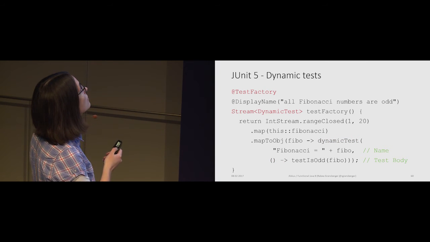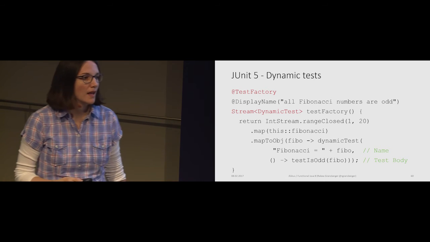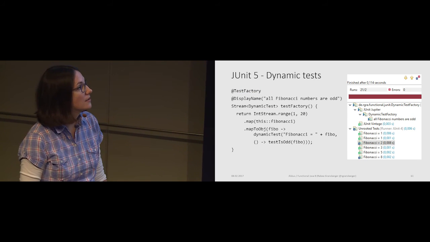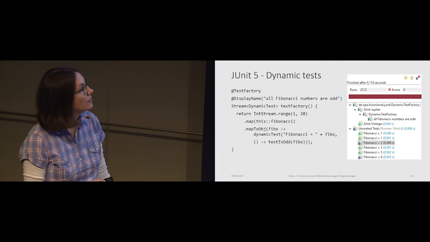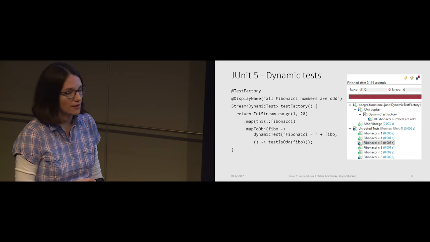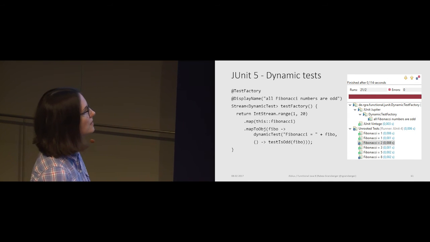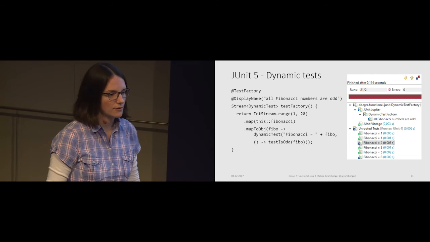So what we actually do is returning this. So this is a stream of dynamic test cases, and it's a test factory, so it's creating tests for us. And it will show up nicely in your IDE as well. So we have all the different Fibonacci 1, Fibonacci 2, 3, 4, 5, 6, 8, and so on. And it all shows up in different test cases, but it's just a few lines of code.